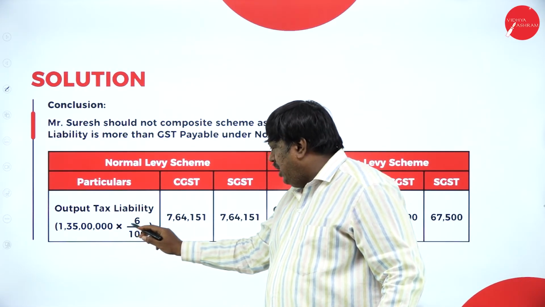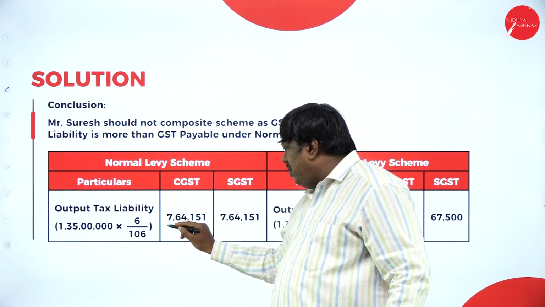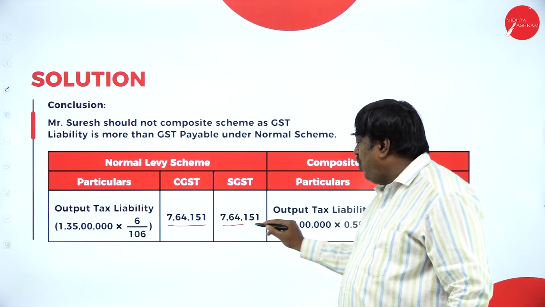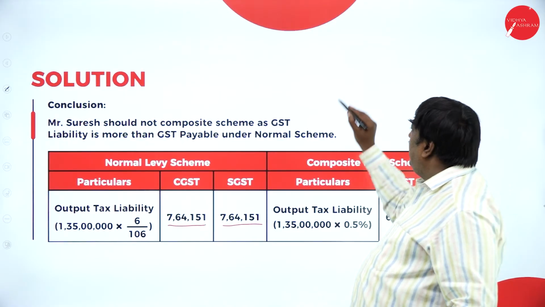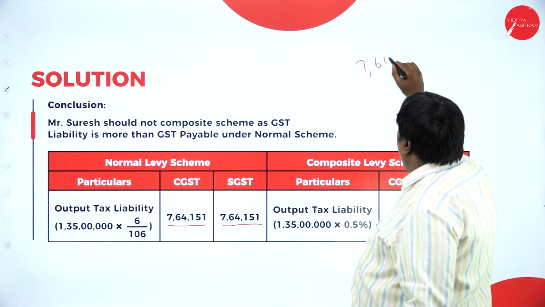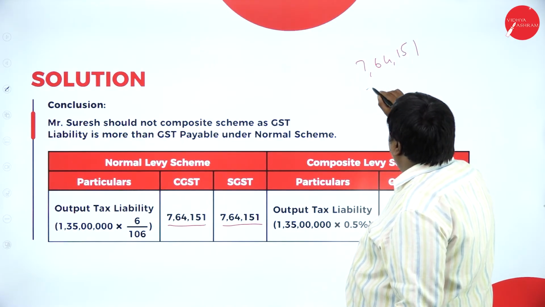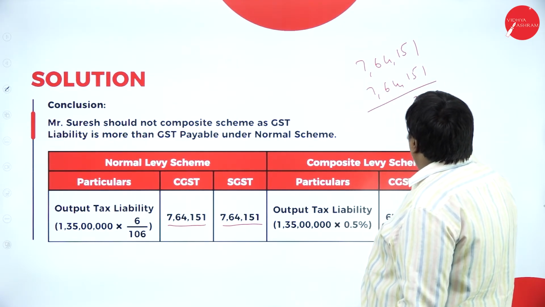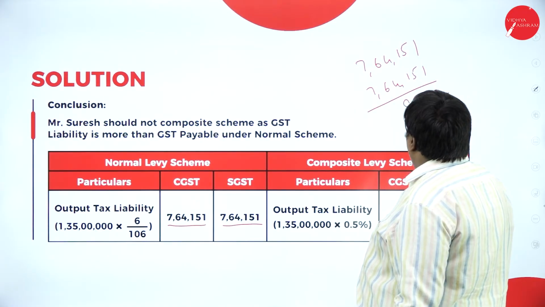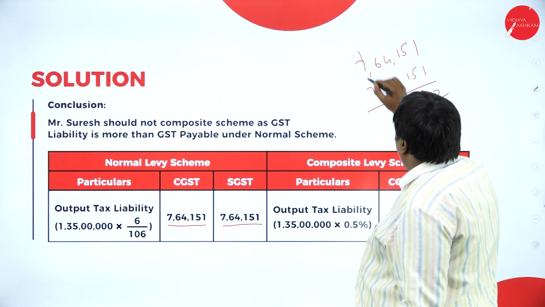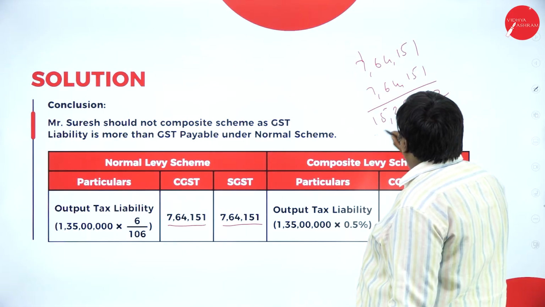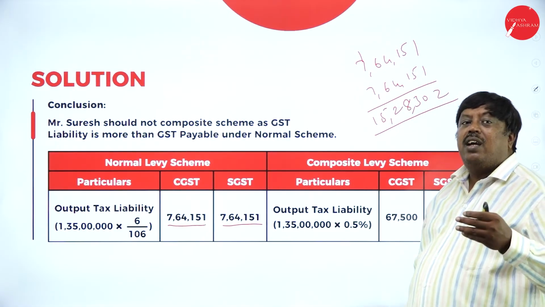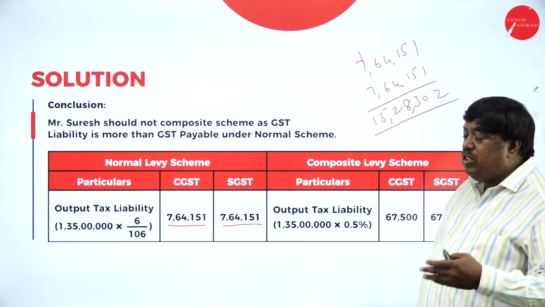1,35 lakhs into 6 by 106, the amount tax collected is 7,64,151. That is nothing but 7,64,151. 7,64,151 is nothing but 302, 8, 12 and 1 carry. 15,28,302 tax has been collected from the consumer. Now, how much tax I have paid?